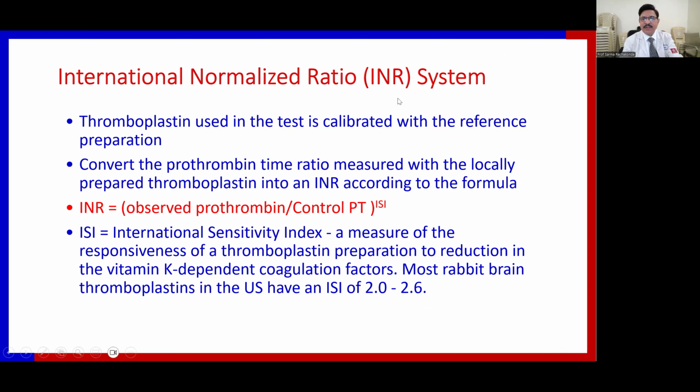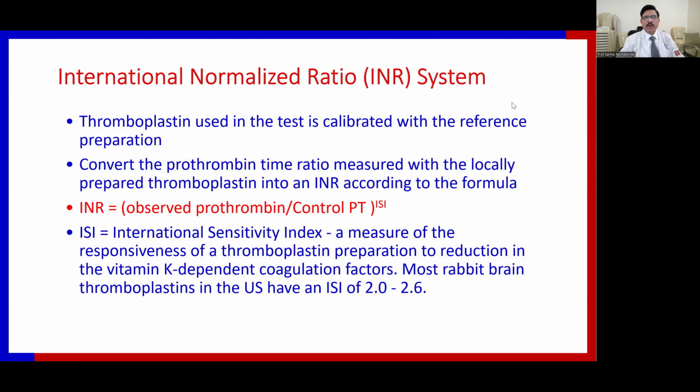Observed prothrombin time divided by control prothrombin time, to the power of ISI. What is ISI? ISI is a value, the International Sensitivity Index. How do I know that? It is a measure of the responsiveness of the thromboplastin preparation. It is written on the vial itself. Most rabbit brain thromboplastins have an ISI of 2 or 2.6. Whenever they are testing, on the vial of the thromboplastin there will be a number. That number you have to use to calculate.